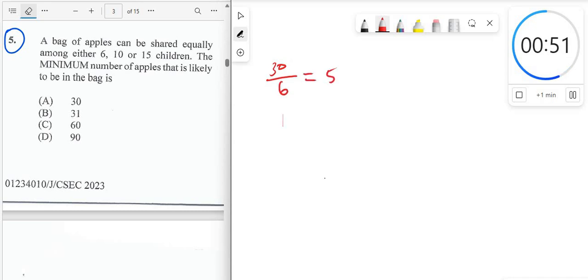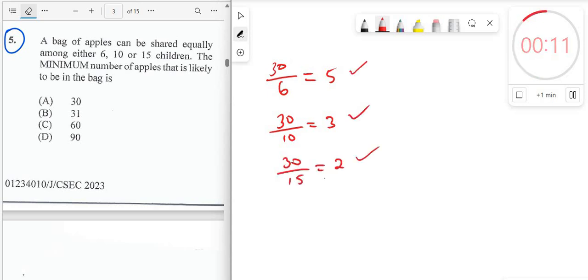Let's look at 30 again. Can we share that set among 10 children? Each child will get 3 apples. And let's look at 30 again. Can we share it among 15 children? Because we have 15 children, want to share 30 apples equally among them. Each child will get 2. So basically, 30 works.